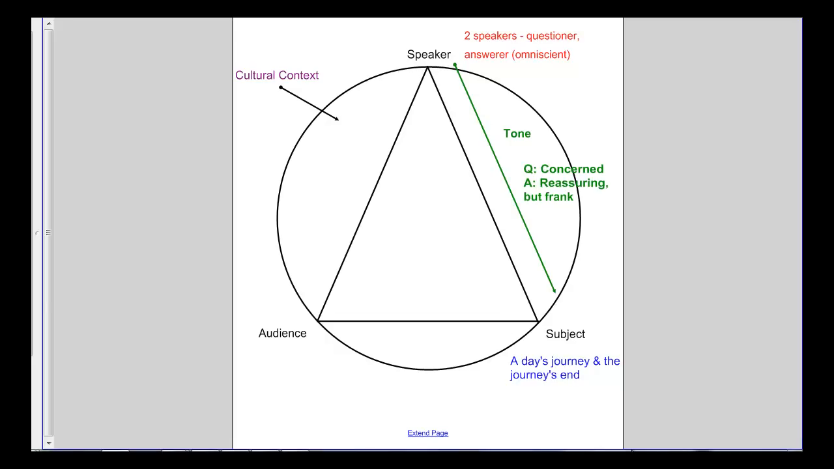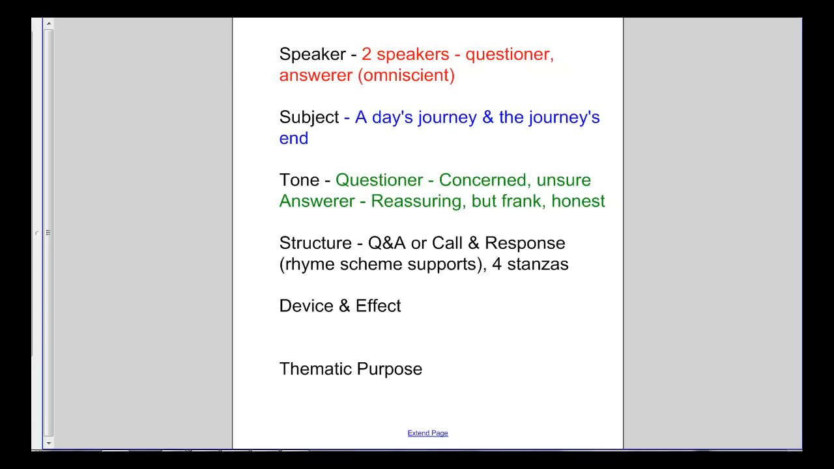If I was going to describe the tone of the questioner, I would say concerned, worried, a bit unsure of what's to come. And the responder, the speaker with the answers, is reassuring but frank, very honest. So if we look at this list now, we've got a pretty good start here. I can explain tone, or describe it at least. And with the structure, it is question and answer, call and response, and the rhyme scheme supports that, as we pointed out, and there are four stanzas for whatever that's worth.